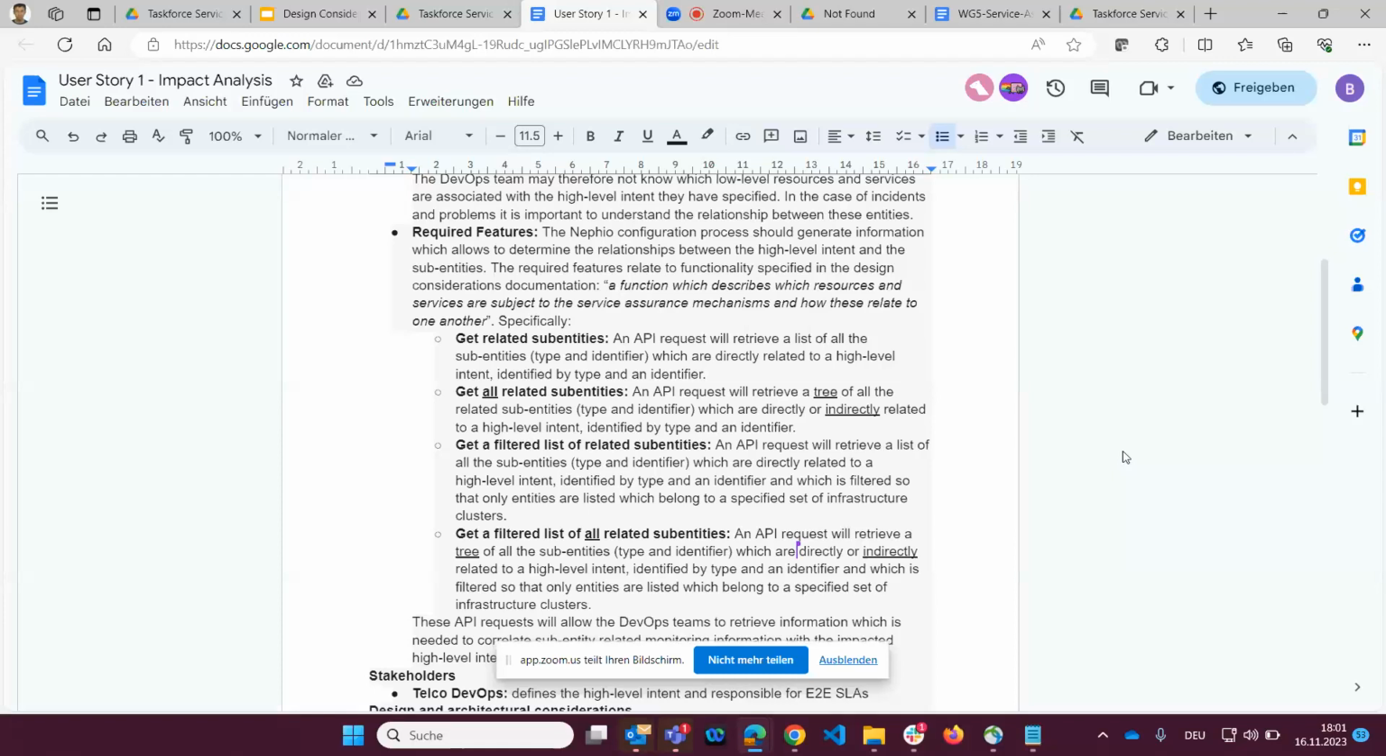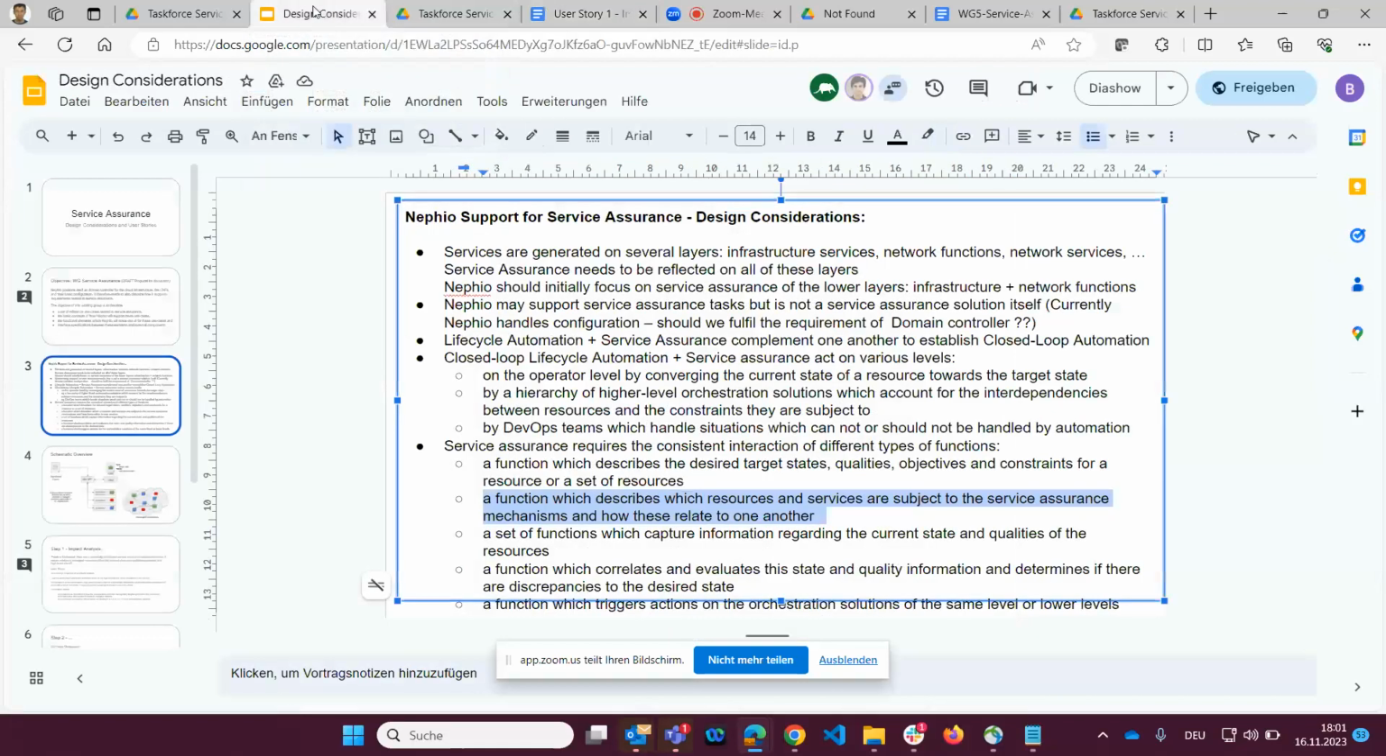So this question, where do I put this service information or KPI information, was listed as the first point in our design considerations. There's a function which describes the desired target states, qualities, and objectives and constraints for a resource or a set of resources. We haven't yet specified where to put it, because we could have a KPI agnostic topology description, and then a separate resource which references this topology information and adds KPI qualities along with that. That means we would have two different types of custom resources, one describing the topology, the other describing, for instance, the SLAs to be considered, and constraints and policies. Or we could embed this information into the high-level intent. We haven't decided that yet, from my perspective.